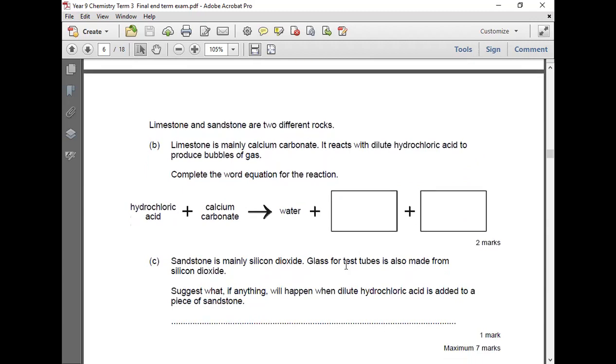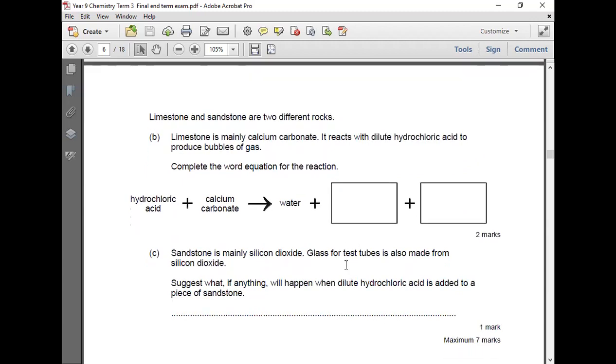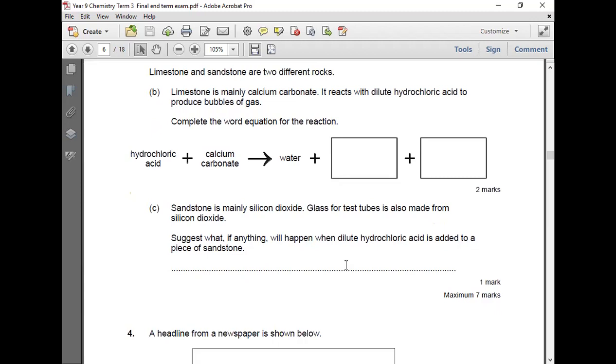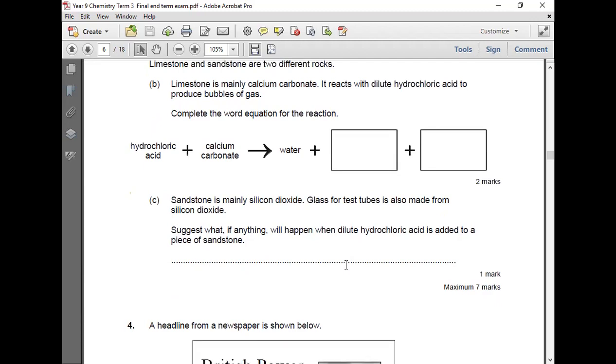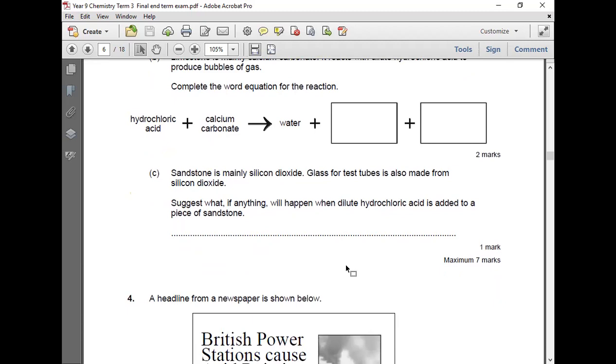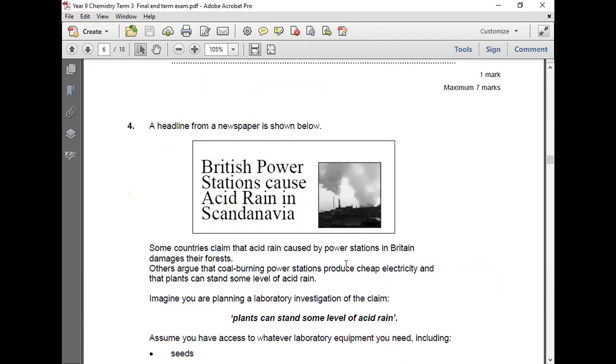This question says that limestone and sandstone are two different rocks. Limestone is mainly calcium carbonate. It reacts with dilute hydrochloric acid to produce bubbles of gas. Complete the word equation: when hydrochloric acid is added to calcium carbonate, water comes out. What else comes out rather than water? Sandstone is mainly silicon dioxide. Glass for test tubes is also made from silicon dioxide. So what, if anything, will happen when dilute hydrochloric acid is added to a piece of sandstone?